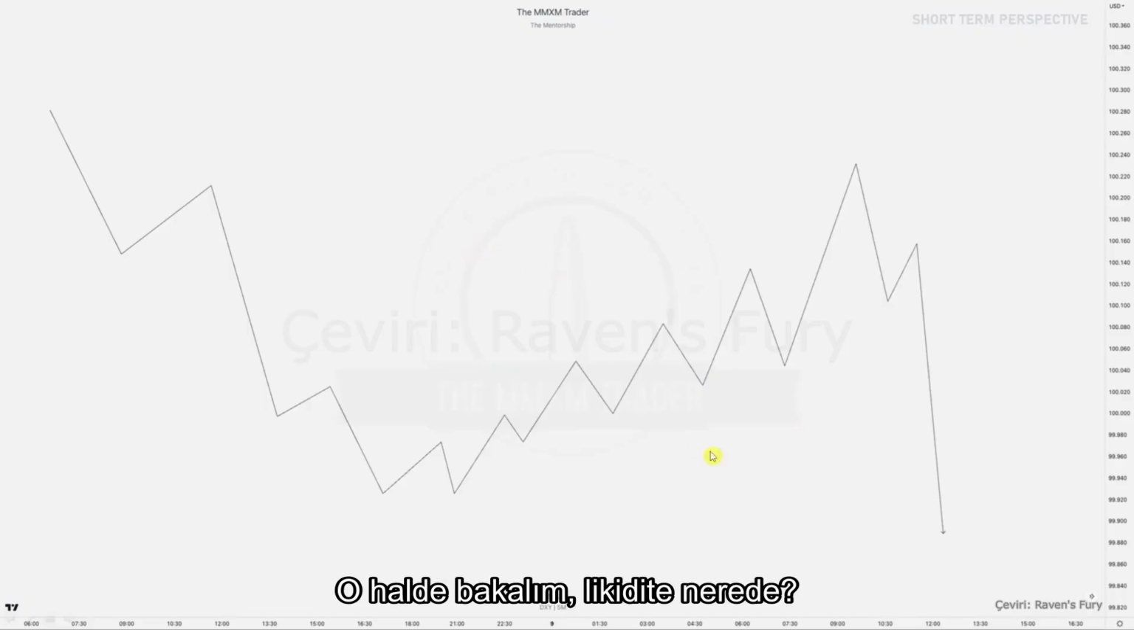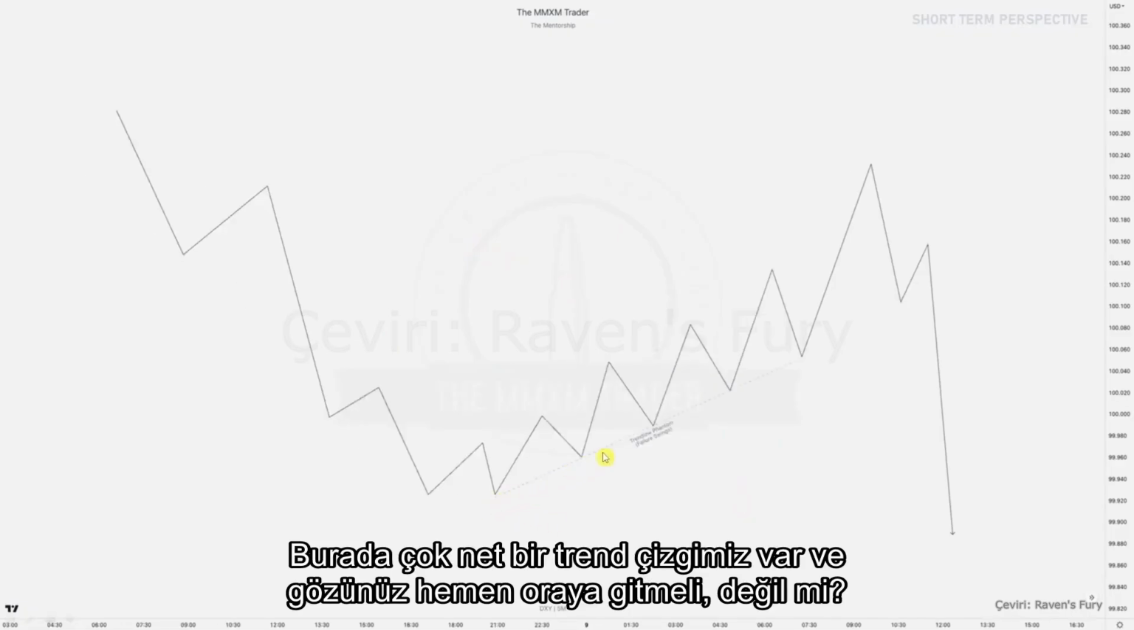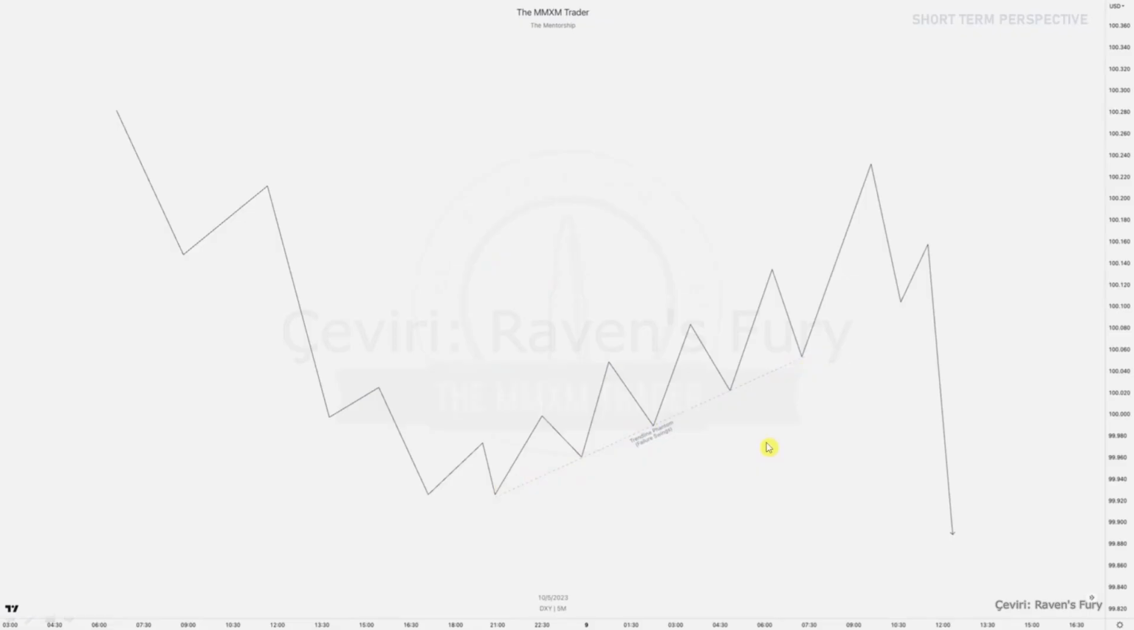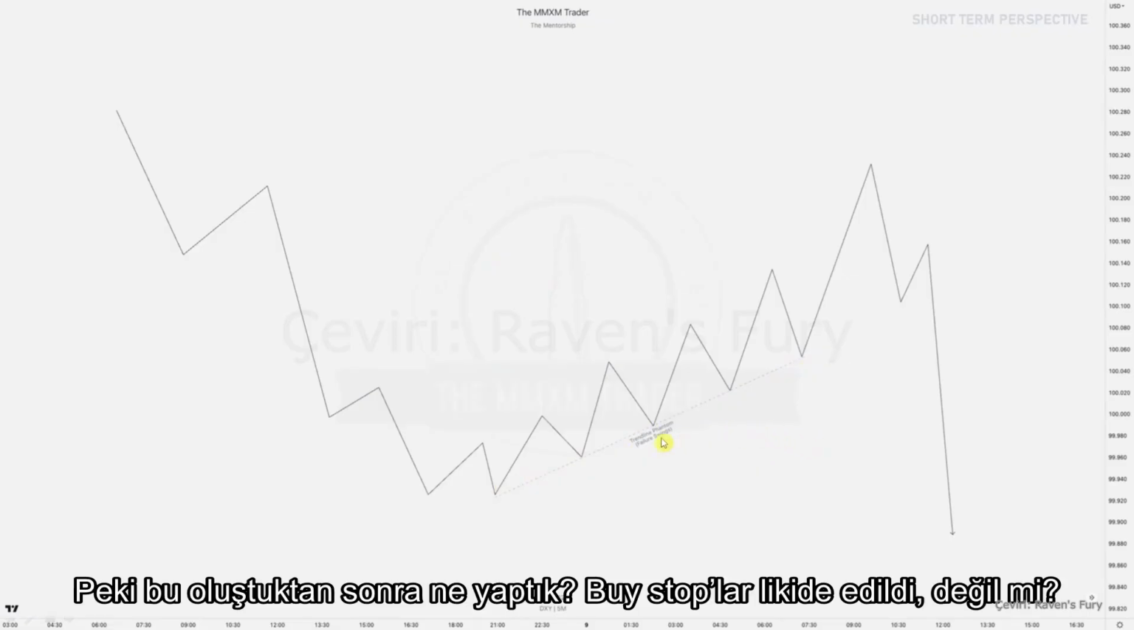So let's see, where is the liquidity? We've got this very clean trend line, and your eye should immediately go there, right? This is all the low resistance liquidity being formed prior to that news release. Now, after this has been formed, what did we do after? Right? Buy stops have been liquidated, right?